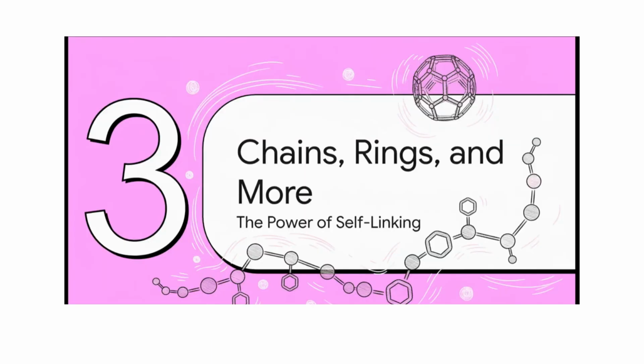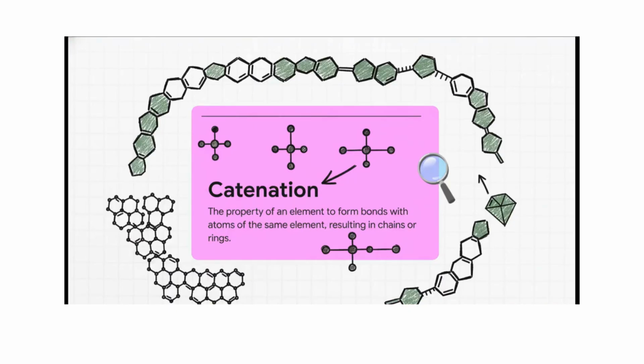All right, so if being able to form 4 bonds is carbon's first superpower, then its ability to bond with itself is definitely its second. And this is where the real architectural magic starts to happen. The technical term for this is catenation. It's just a word for this amazing property of self-linking. And believe me, carbon does it better than any other element out there. Why? It's simple, really. Carbon atoms are small, and the bond between 2 carbon atoms is exceptionally strong and stable. This lets them link up to form the skeletons for millions of different molecules.